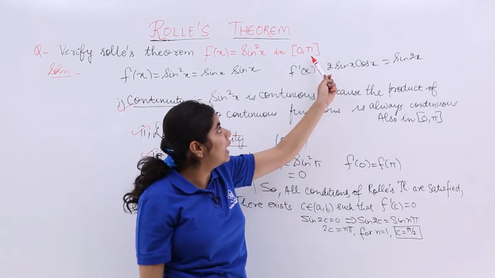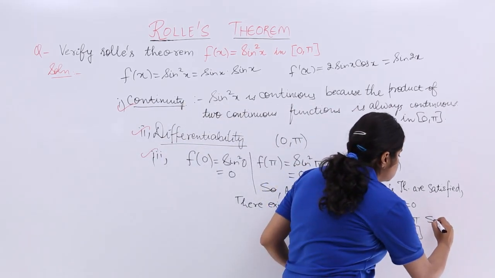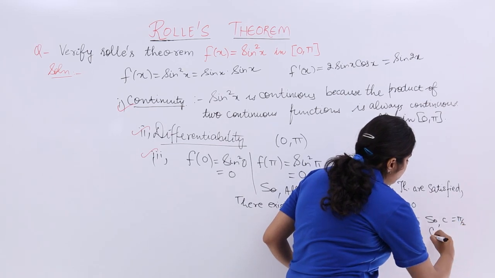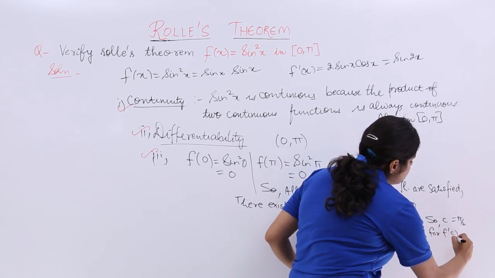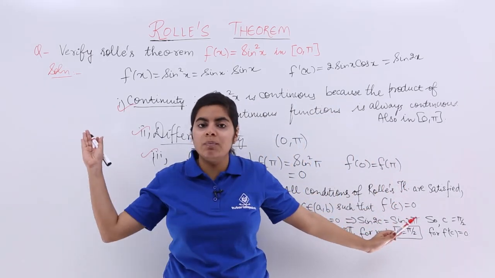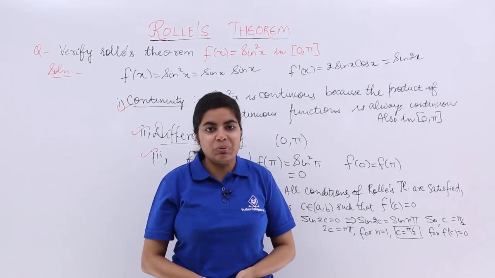Now c is equal to pi by 2. Does pi by 2 lie in 0 to pi? Yes, it does. So my answer is what? So I say that c is equal to pi by 2 for f dash c equal to 0. If I need to verify Rolle's theorem, I would be reaching a solution wherein I find my c value is equal to pi by 2.